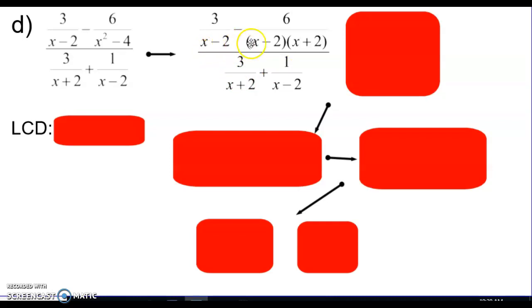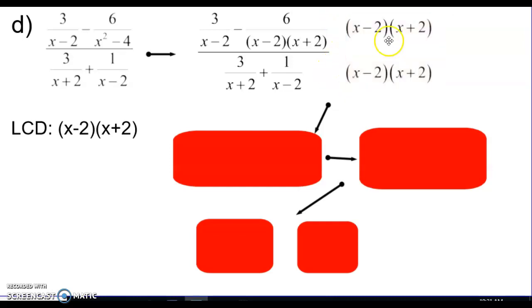So you see we have these x minus 2's, so those are part of our least common denominator. And what's left over is also our x plus 2's. So our least common denominator is x minus 2 times x plus 2. So we're going to go ahead and multiply both the top and bottom of this fraction by both x minus 2 and x plus 2.